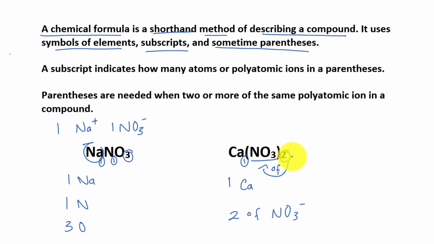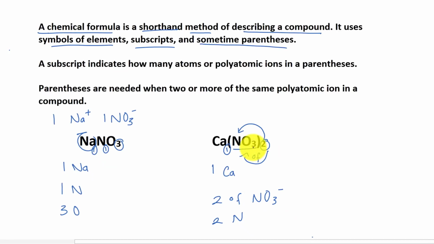So how is that going to affect our counting of the number of atoms for each element in the parentheses? In this case, if there are 2 of this, that means there are 2 of nitrogen, so we're going to have 2 N. And what about the oxygen? Since there are 3 of them, what is 2 of 3? That means 2 times 3. That means there are going to be 6 oxygen. You see how that works? So you basically multiply this number times the subscript for each element inside the parentheses.